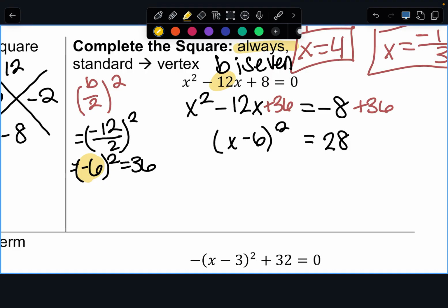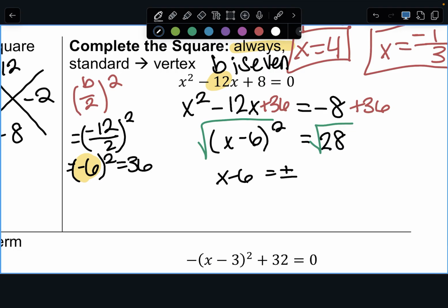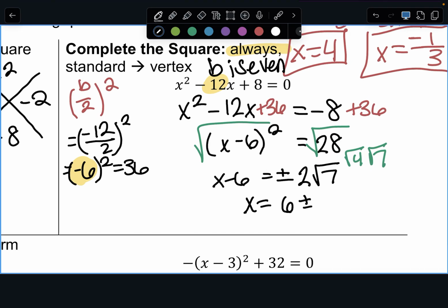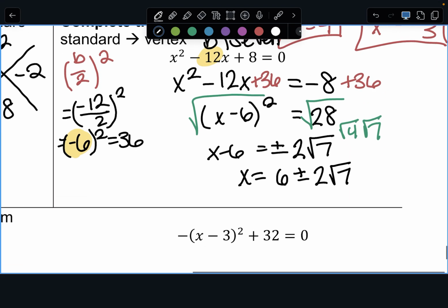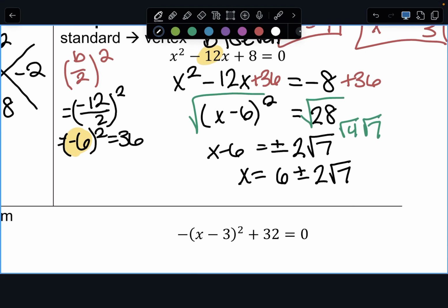Now I have something squared is equal to a number. How do I undo the square? Square root. Boom, boom. X minus 6 on the left, plus or minus the square root of 28. What perfect square factor goes into 28? 4 and 7. Square root of 4 is 2, so plus or minus 2 root 7. Final step, add the 6. So 6 plus or minus 2 root 7. Again, if this root wasn't here, I would do 6 plus 2 and 6 minus 2 and circle both answers.